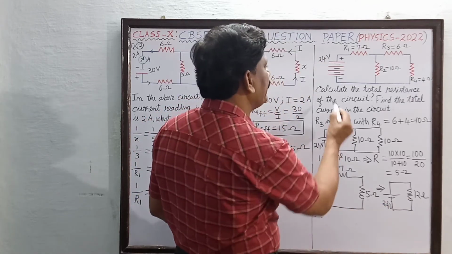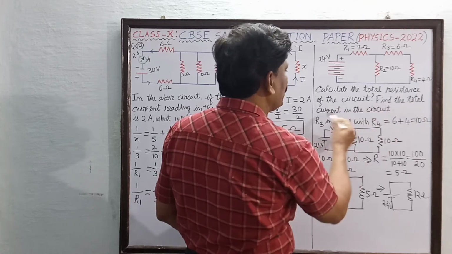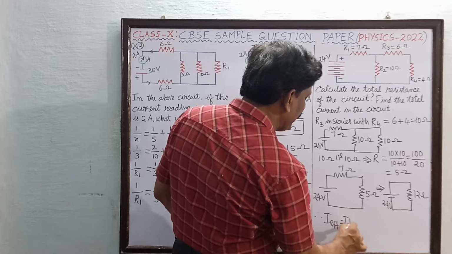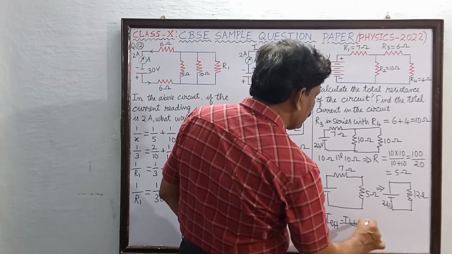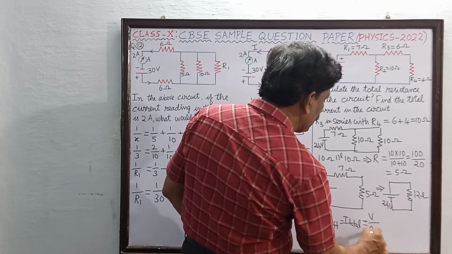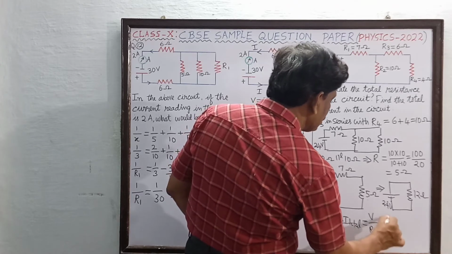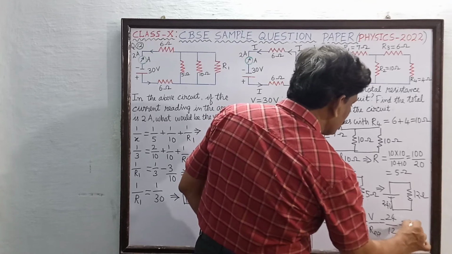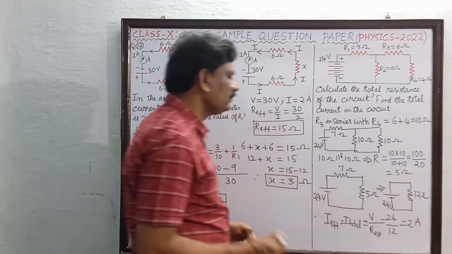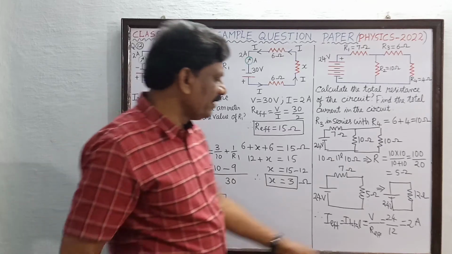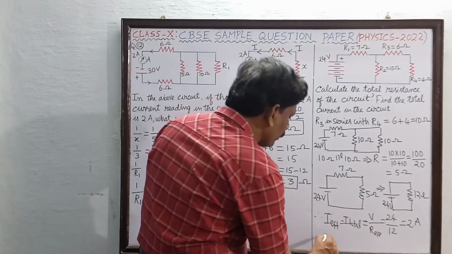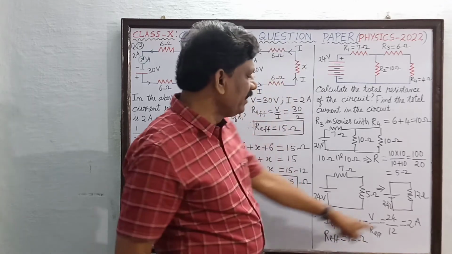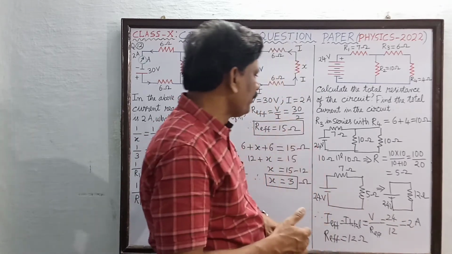So what is asked here? Calculate the total resistance and find the total current in the circuit. So the I effective is equal to I total and this is equal to V by R effective. So this is equal to 24 divided by 12 and that is equal to 2 ampere. Okay, so what is the R effective? R effective is equal to 12 ohm, and I effective is equal to 2 ampere.